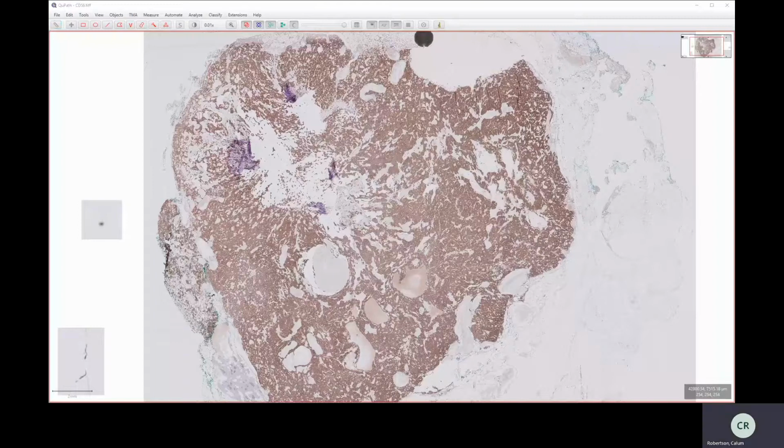So immunohistochemistry has multiple uses. It's all based on the same idea that we're looking for antibody binding to a specific protein. We use specific antibodies, of which we've got a vast array to choose from, which each will stain a specific protein. And it's got multiple uses.